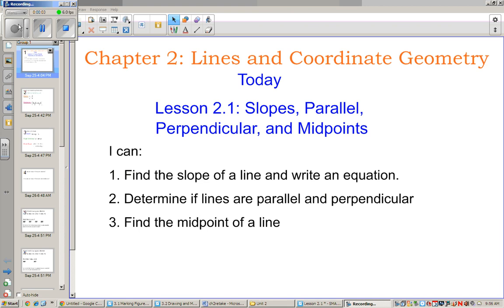Hello, welcome to Chapter 2. Chapter 2 is about lines and coordinate geometry.